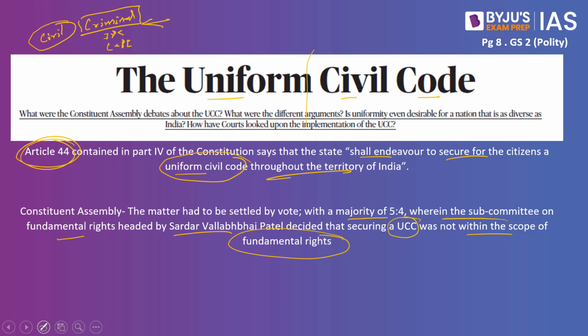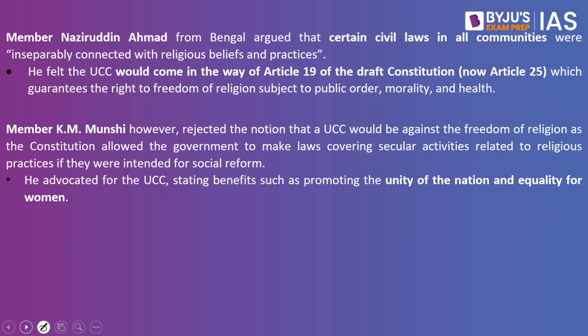There were many people who had also put out their opinions. We have one of the members, Naziruddin Ahmad from Bengal, who argued that certain civil laws in all communities were inseparably connected with religious beliefs and practices. He felt that UCC would come in the way of Article 19 of the draft constitution, now Article 25, which deals with the right to practice religion and guarantees the right to freedom of religion, subject to public order, morality and health.